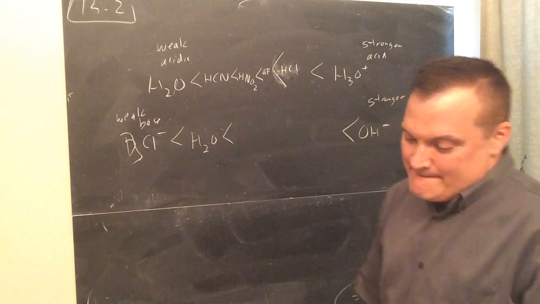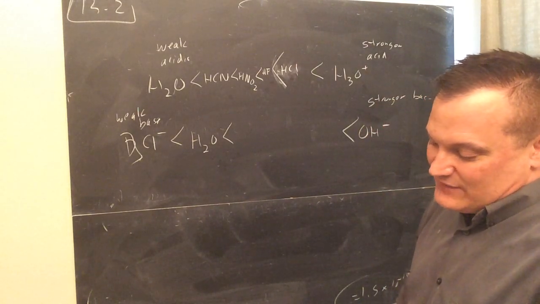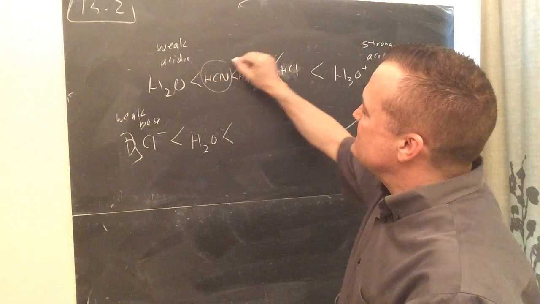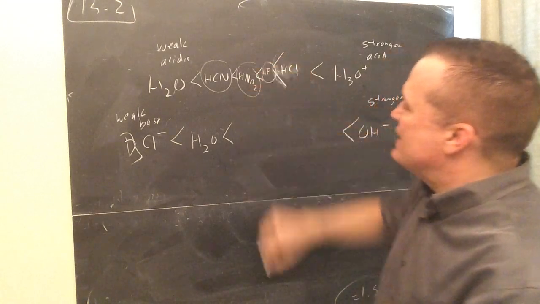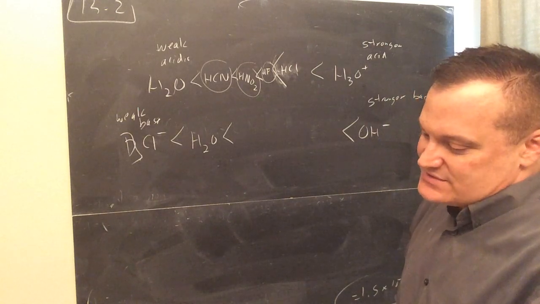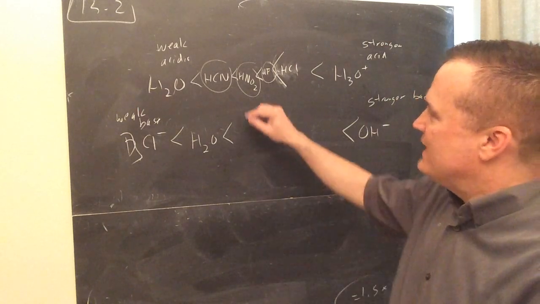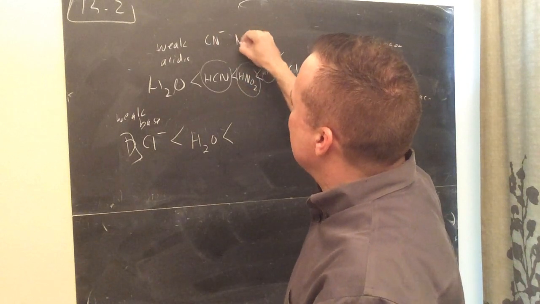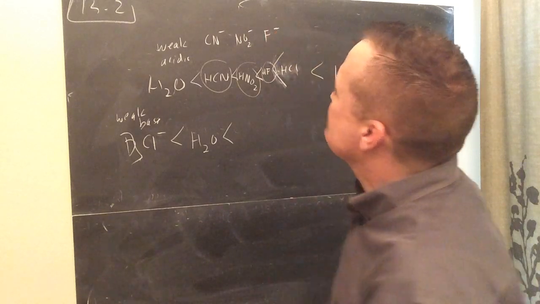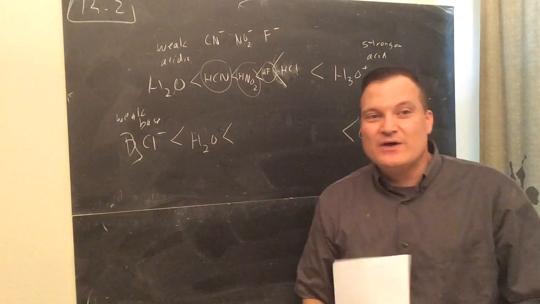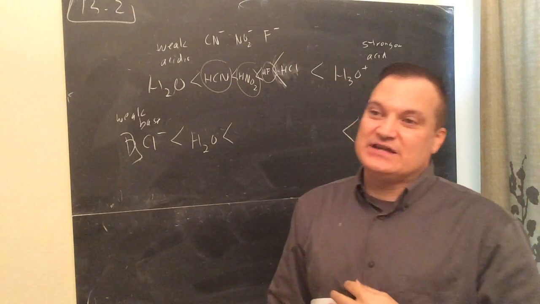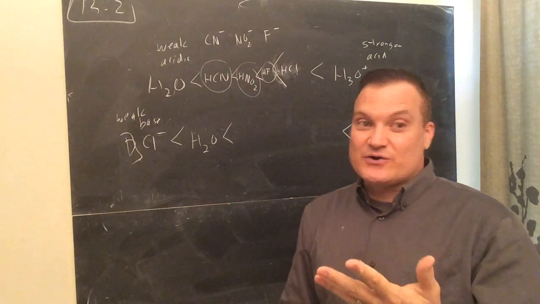All right, now we've taken those out. We're left with CN, HNO2, and HF. We did these by their Ka values, remember? And here we see CN negative, we see NO2 negative, and we see F negative. So remember what I told you a moment ago: a stronger acid will have a weaker conjugate base. A weaker acid will have a stronger conjugate base.